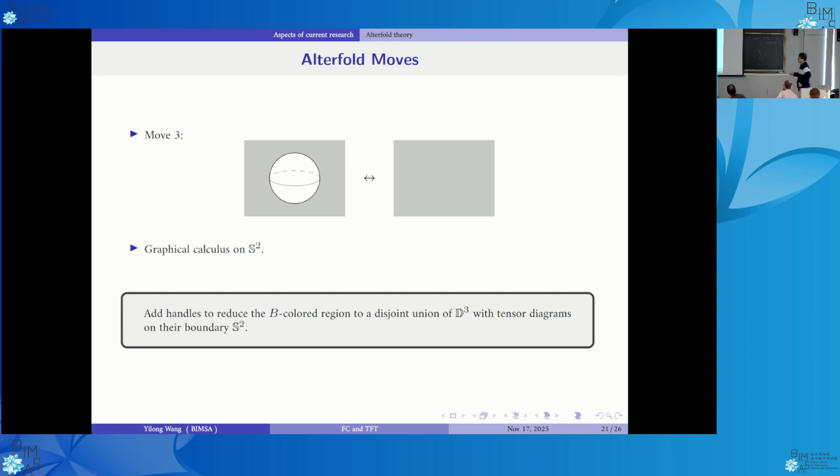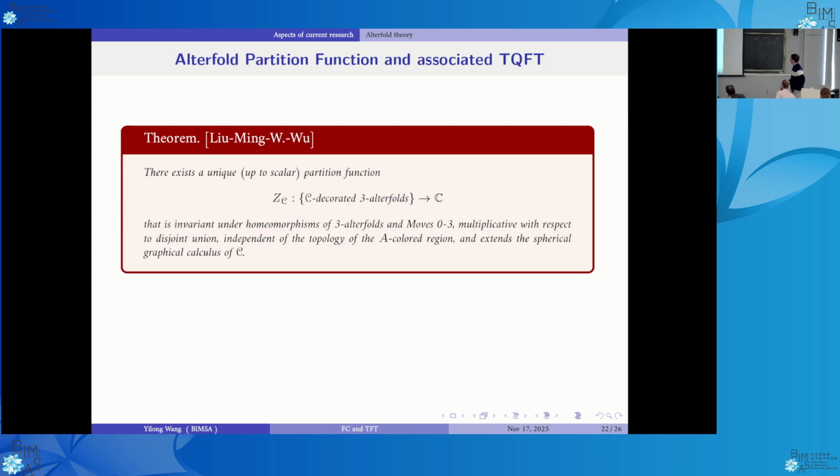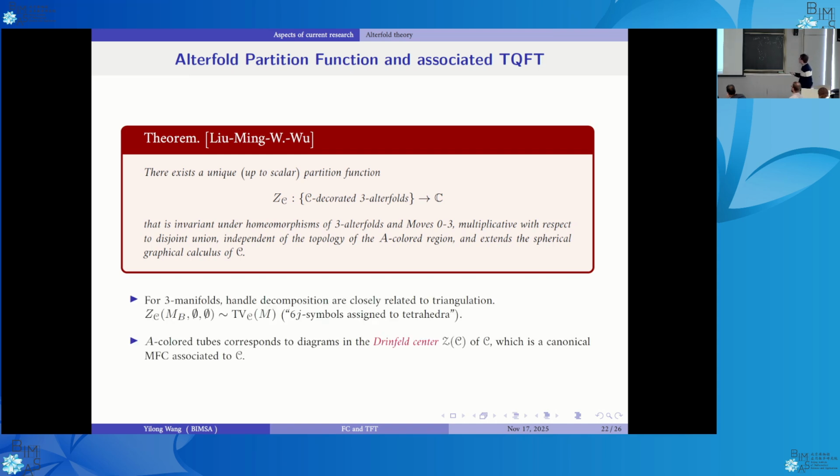After evaluating this diagram, we get a number. But our theorem says that there's a unique scalar partition function from autofolds to C, such that it's invariant under homeomorphism of autofolds and the autofold moves, and its multiplicativity with respect to disjoint union is independent of the topology of the A color region, and it extends the spherical graphical calculus of the original category.